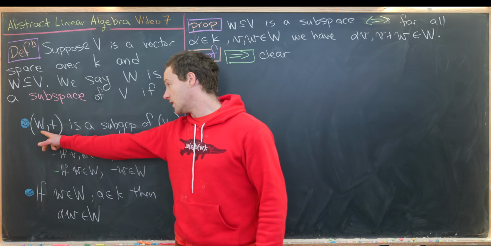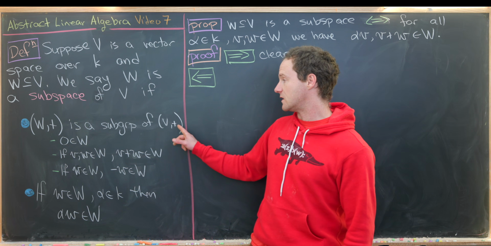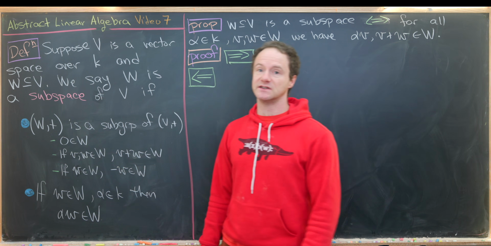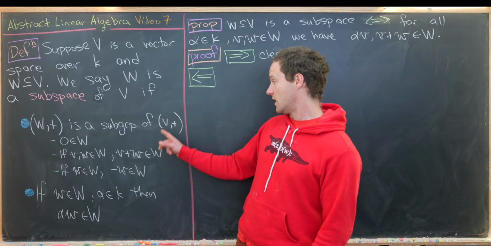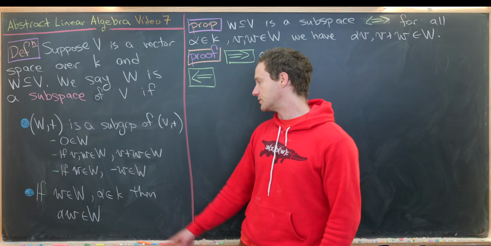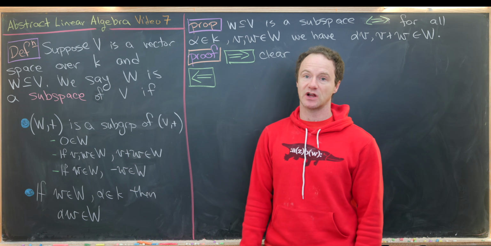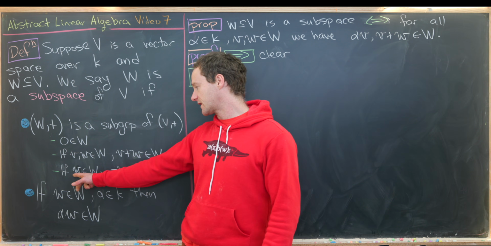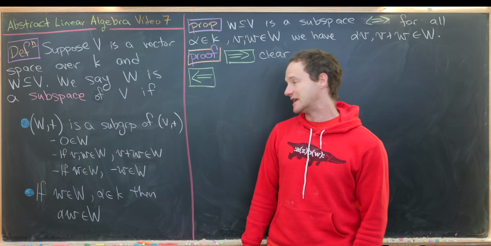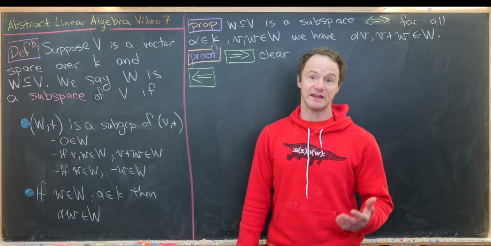So first off, W with addition is a subgroup of the abelian additive group V with addition. Let's just recall what that entails. That means the zero vector is in W. That's the additive inverse of the vector space V. If v and w are in W, they're vectors in W, then their sum is in W. So that means W is closed under this addition operation. And then furthermore, if little w is in W, then minus little w is in W. So it's closed under taking inverses. So all of these three things here are all wrapped up in this phrase, is a subgroup of.